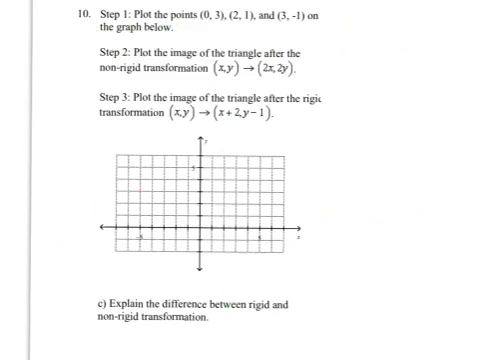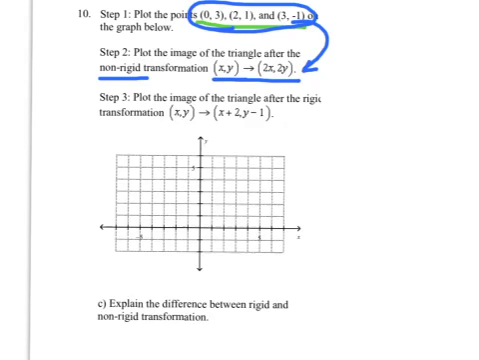So the first thing I notice is this says we need to plot these 3 points on the graph below. So I'm going to do that in green. Then it says plot after the non-rigid transformation. So I'm going to take all of these points and plug them into that formula, which means I'm going to multiply everything by 2. And then the last one says to plot it after the rigid transformation by plugging the original points into here. See if you can do all 3 of those, and I will do the same.